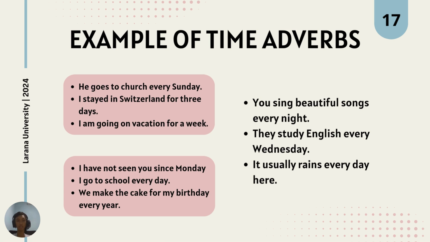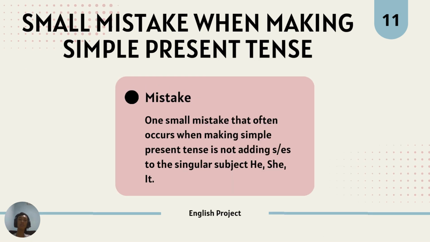He goes to church every day. I stayed in Switzerland for 3 days. I'm going on vacation for a week. I have not seen you since Monday. I go to school every day. We make the cake for my birthday every year. You sing a beautiful song every night. They study English every Wednesday. It usually rains every day here.